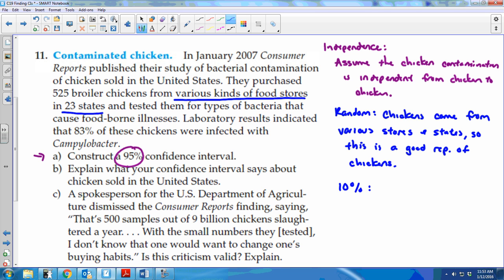10%. What is our sample size? So it's 525, less than 10% of all broiler chickens.